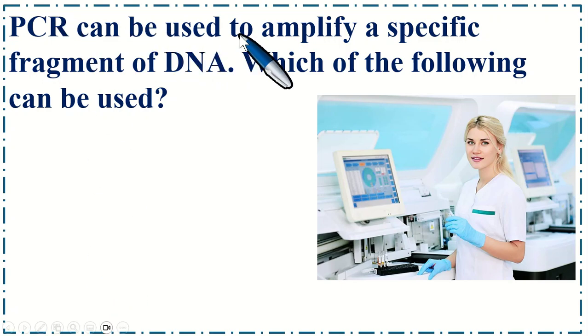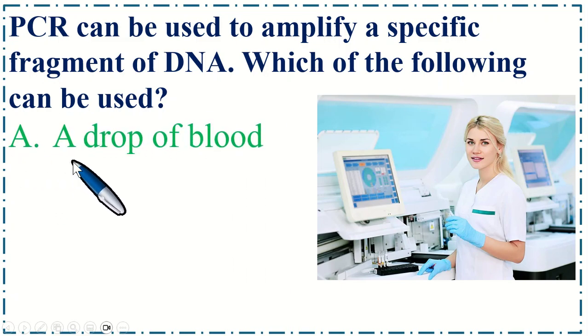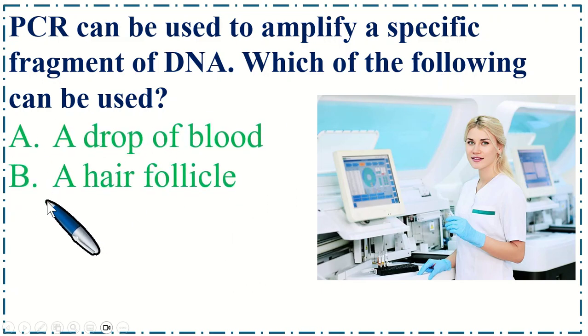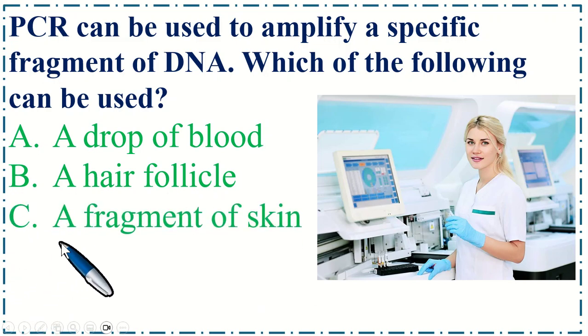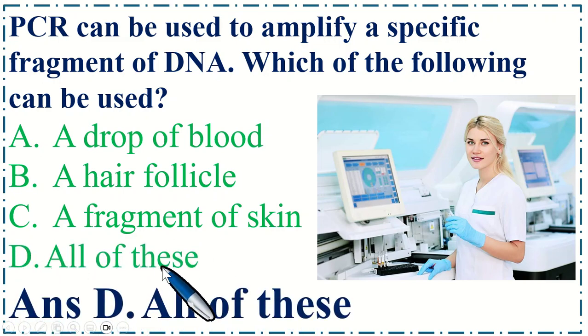PCR can be used to amplify a specific fragment of DNA. Which of the following can be used? Option A a drop of blood, B a hair follicle, C a fragment of skin, and option D all of these. So the correct option is D, all of these.